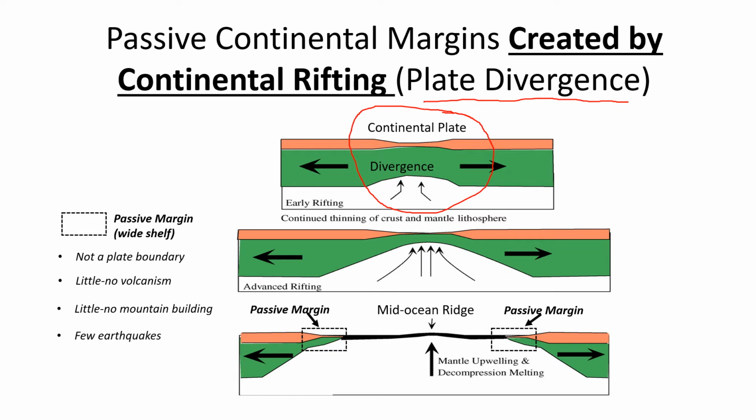And in this case, the break hasn't yet occurred. And in this middle slide, it's almost occurred. And then in the bottom slide, the break has now occurred. We've turned one continent into two separate continents with a widening ocean basin in between. And then on either side, we have a passive continental margin. So the take-home message here is that we can understand the origin of passive continental margins as a result of plate tectonic processes, in this case, plate divergence.